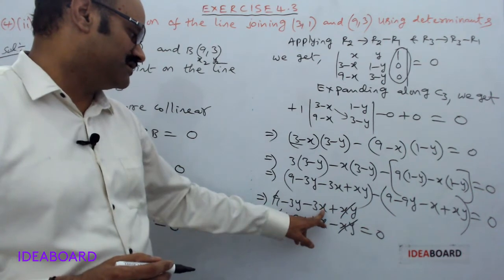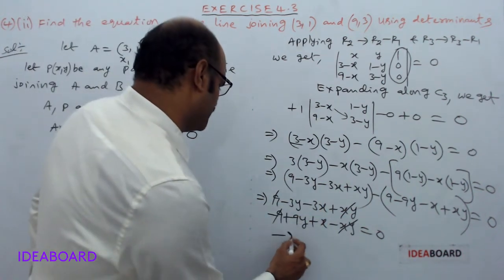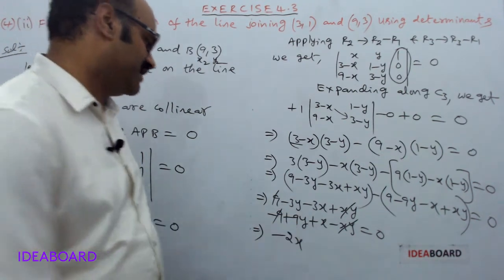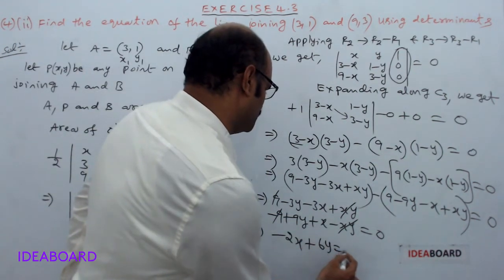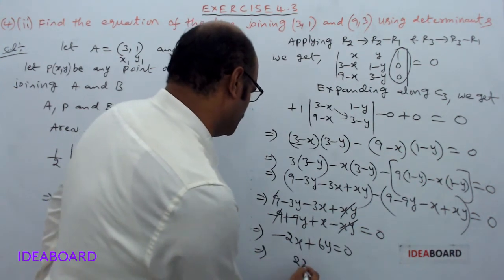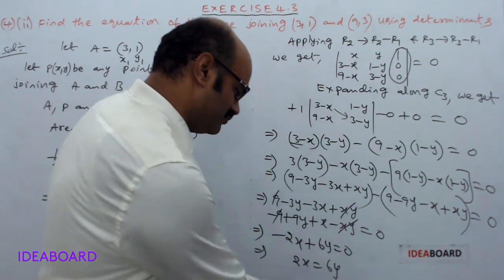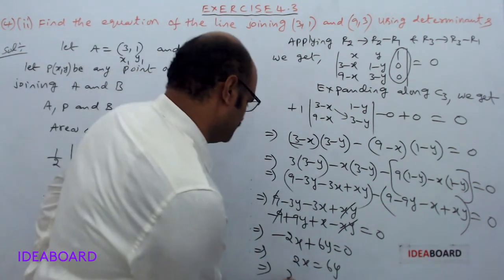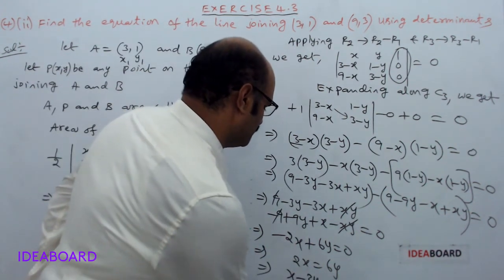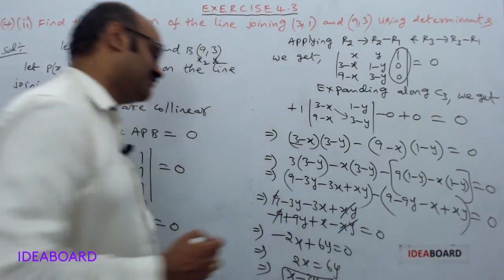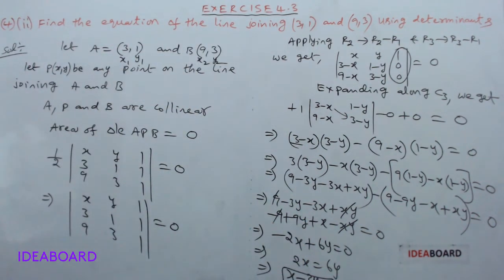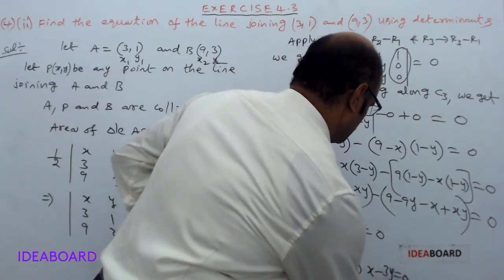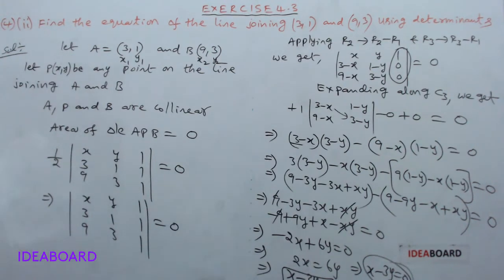Now minus 3x plus x, we are having minus 2x. Here we have plus 6y equal to 0. Then it implies we are having 2x equal to 6y. Write 2 to the right side. Then we get x equal to 3y. So x minus 3y equal to 0 is the required equation of the line. Final equation is x minus 3y equal to 0, which is the required equation of the line.